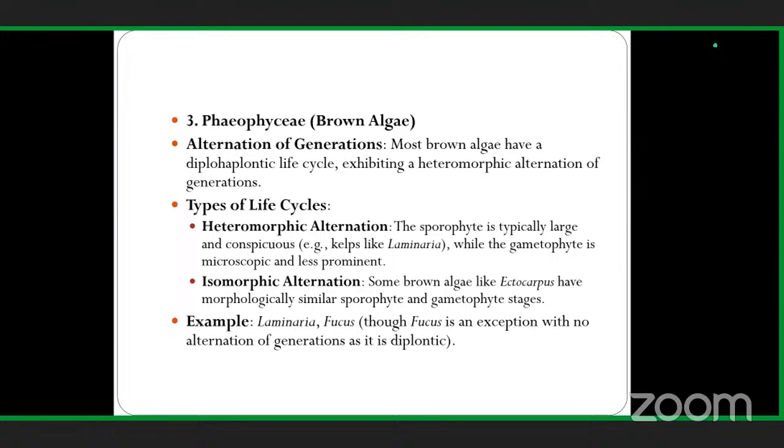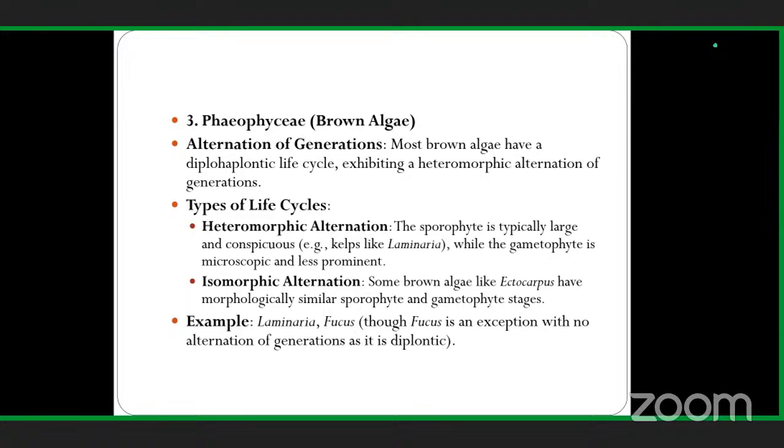So here you will see mostly the heteromorphic, means both the gametophytic and the sporophytic stages are different morphologically. And in some you will find isomorphic, that is similar stages, but this is very rare. You will see the heteromorphic more.